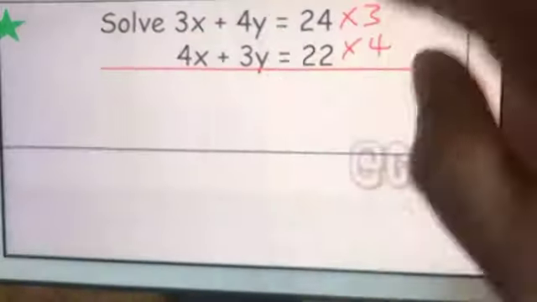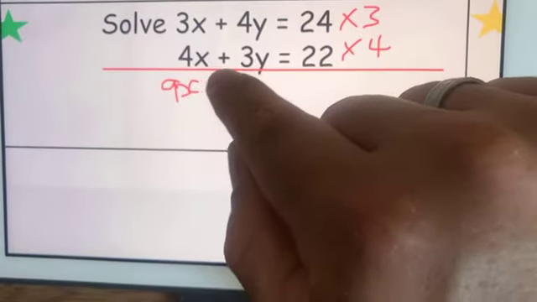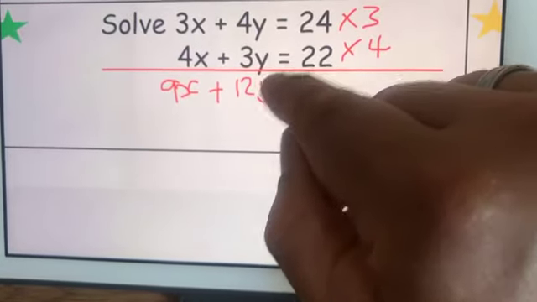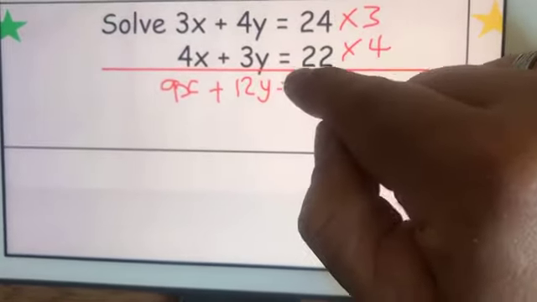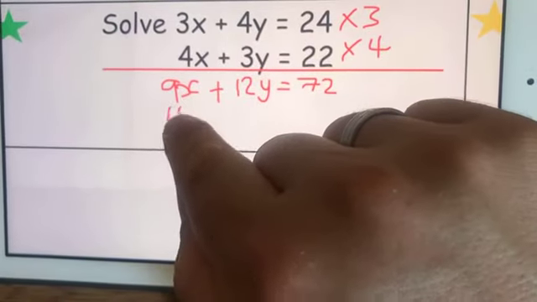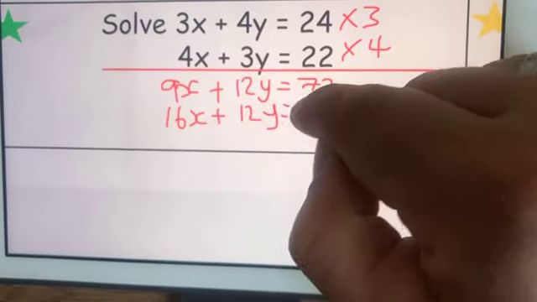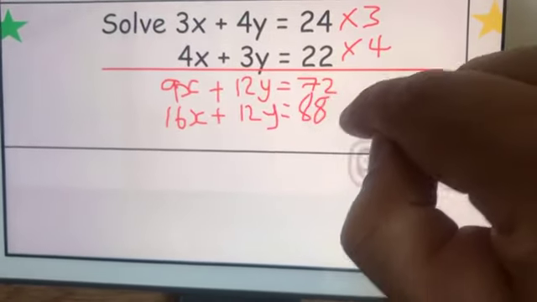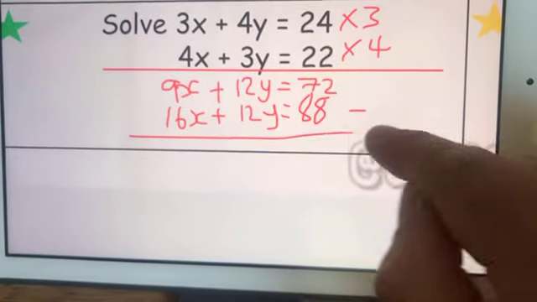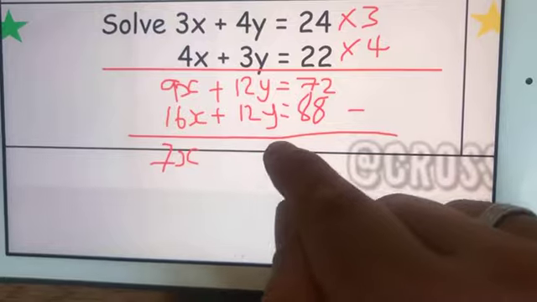Okay, so the top one, if I times that by 3, I get 9x plus 12y equals 24 times 3, which is 72. If I times the bottom one by 4, I get 16x plus 12y equals 88. If I take these two away from each other, it's the same one as yesterday, so it's not going to give us a nice answer. It gives me 7x equals 16.